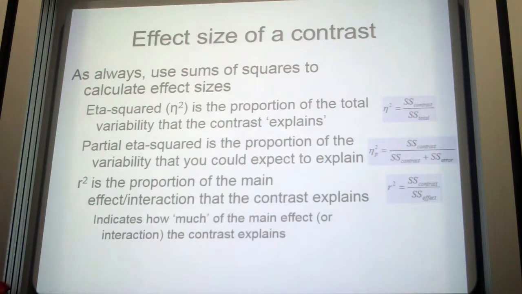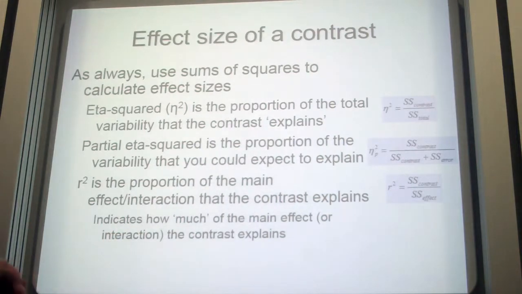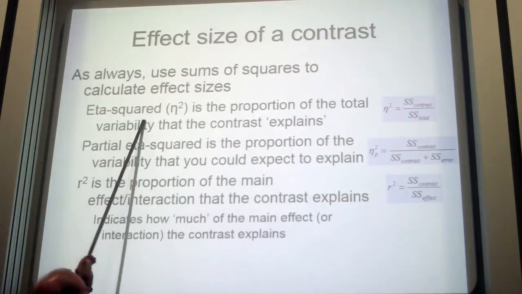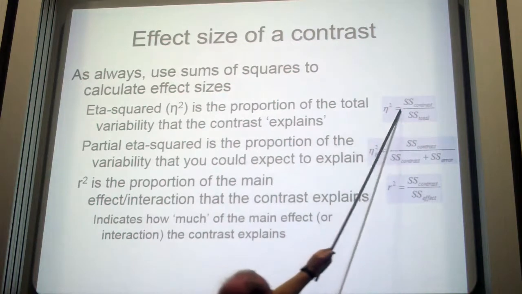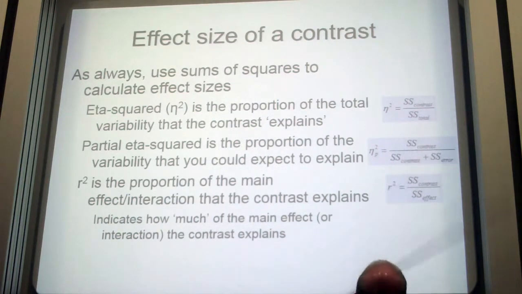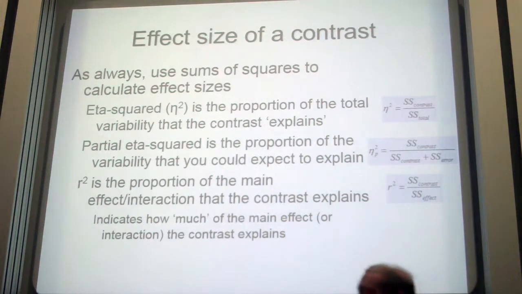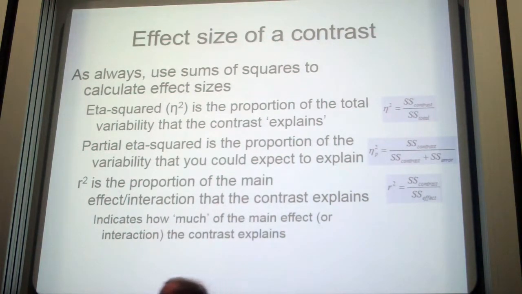When we're doing these, we always want to know effect sizes. We do it in the same way as always. We use the sums of squares to calculate. We have an eta squared, which is the proportion of the contrast sums of squares over the total. Partial eta squared is the sums of squares of that contrast, divided by the contrast plus the error term, so the proportion of variability that you could expect it to be able to explain.